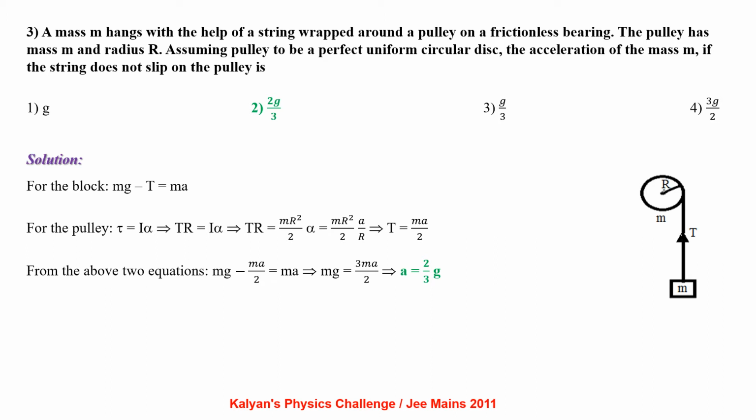As we can see from the diagram, for the block it is mg minus T equal to ma. For the pulley it is tau equal to I alpha. Torque is given by force into perpendicular distance. The force acting on the pulley is nothing but tension in the string. Perpendicular distance is radius of the pulley, so T into R equal to I alpha. From there it is TR equal to mR square by 2 alpha, because the pulley is taken to be a circular disc. From there we get T equal to ma by 2. Now solving the above two equations, we get a equal to 2 by 3 g.